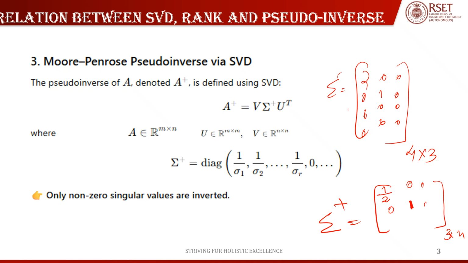Okay, so to make it 3 by 4, you will have 4 columns and 3 rows. So this is your sigma plus. If you have the sigma, this is how you get the sigma plus. We write it generally as the diagonal entries 1 by sigma 1, 1 by sigma 2, till 1 by sigma r, and the rest are all zeros. This is how you get your sigma plus.